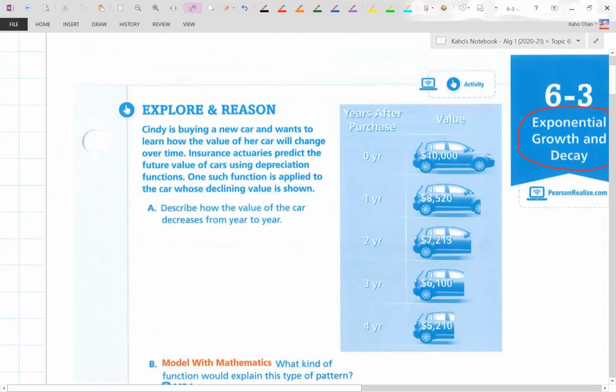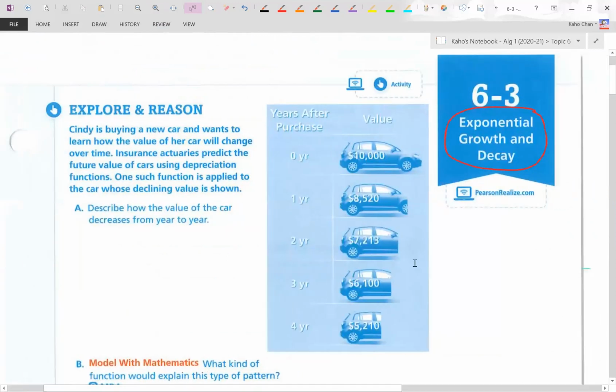Cindy is buying a new car and wants to learn how the value of her car will change over time. Insurance actuaries predict the future value of cars using depreciation functions. One such function is applied to the car whose declining value is shown. So the word depreciation and the word declining means to go down.